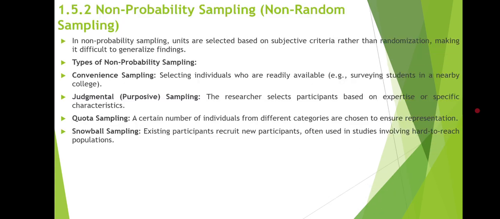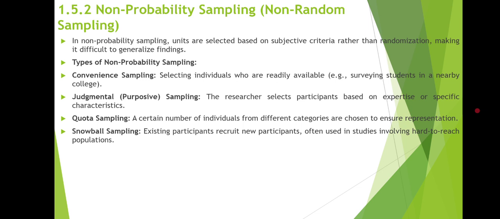So, the next type of sampling is non-probability sampling. Here, four types of sampling come under non-probability sampling. First, we have convenience sampling. Second, we have judgment sampling. Third, we have quota sampling. Fourth, we have snowball sampling. Okay, so let's understand these one by one.